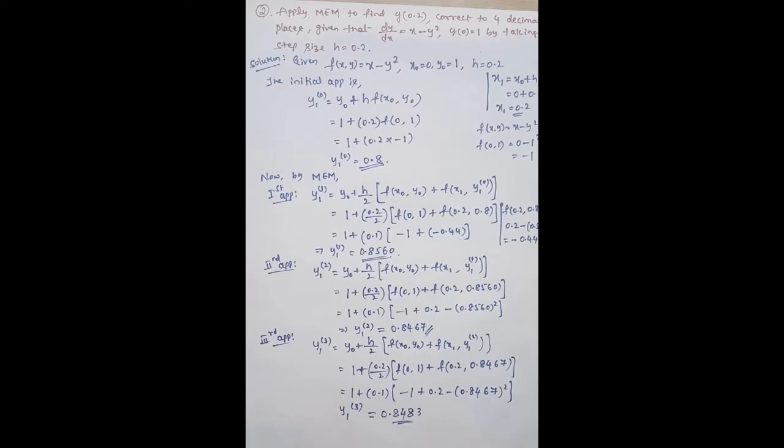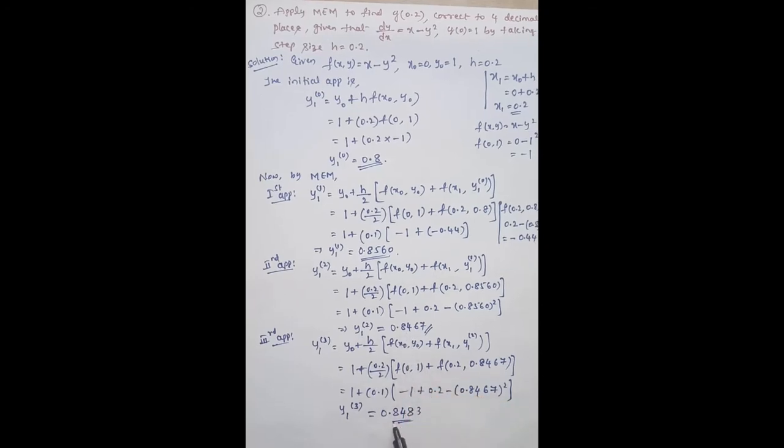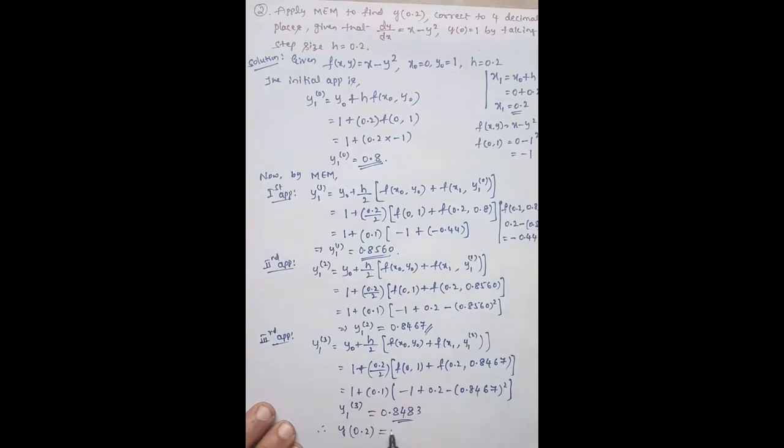So if you calculate up to the third approximation, it is sufficient, and you can observe the consistency. See, 0.84. After the decimal place at least two digits are repeating, which means we can stop the process. So this is the required solution for the problem. Hence we can conclude that the value of y at x equals 0.2 is 0.8483. So this is how we can solve a problem on modified Euler's method.